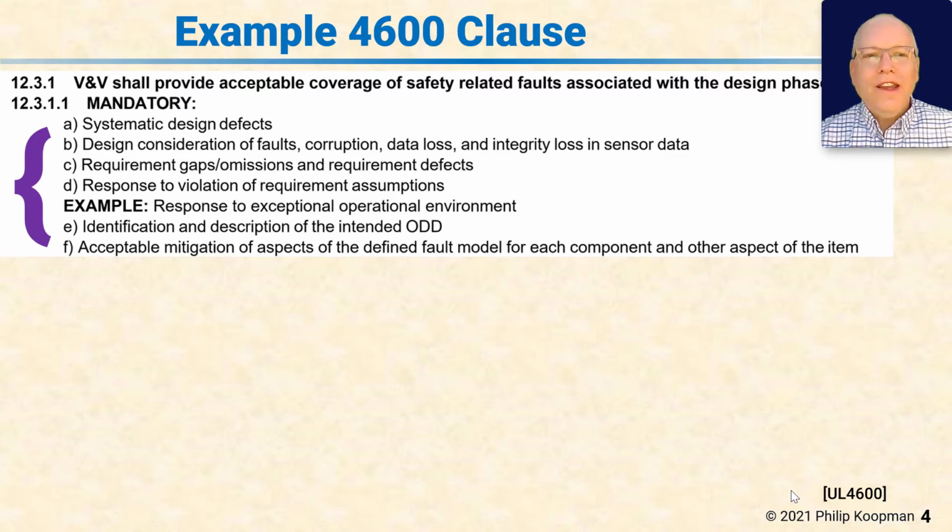Jumping down to E, it also means that there might be design defects having to do with the identification and description of the intended ODD. In other words, your description of the ODD might be incorrect. All these are mandatory. That means they have to be addressed in your safety case. It does not mean you need a technical mitigation. It just means the safety case has to say risks and hazards introduced by these are mitigated either because they can't happen, or we have a technical measure, or we have a non-technical measure.